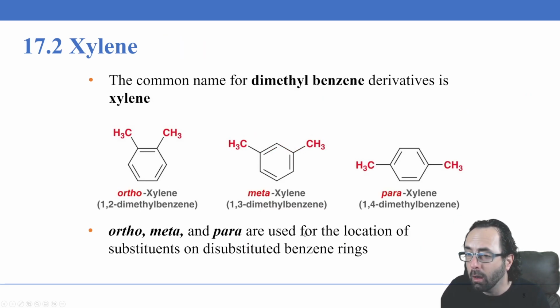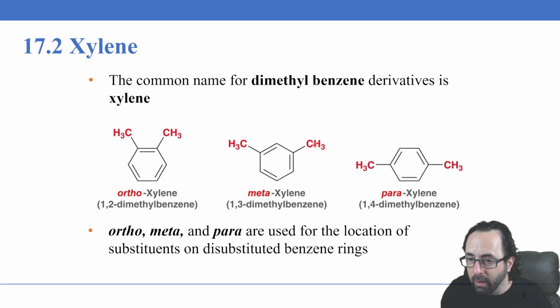There are also names that are commonly used for dimethylbenzenes. If they're all called xylene. And also there are special names for substituents on locations on a benzene ring. So if we have a benzene ring here with 2 substituents and those are next to each other, we say that they are in the ortho position. So if they're 1, 2 substituents, we can instead say ortho.